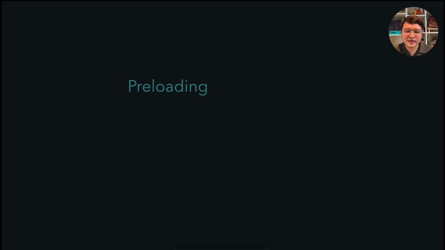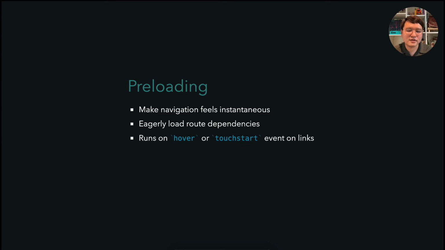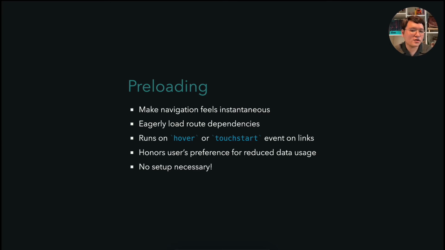Another nice thing from SvelteKit is that it has a preloading functionality. It makes navigation feel instantaneous by eagerly loading route dependencies. It does this by trying to guess when the user will want to visit the link, which is by listening to the hover event on links or touchstart events if they are on mobile devices. And it will also honor the user's preference. So if they have data saver set up and they don't want to use more data than necessary, then SvelteKit will not enable this feature. Best of all, you don't need to set this up. Everything is done by default.